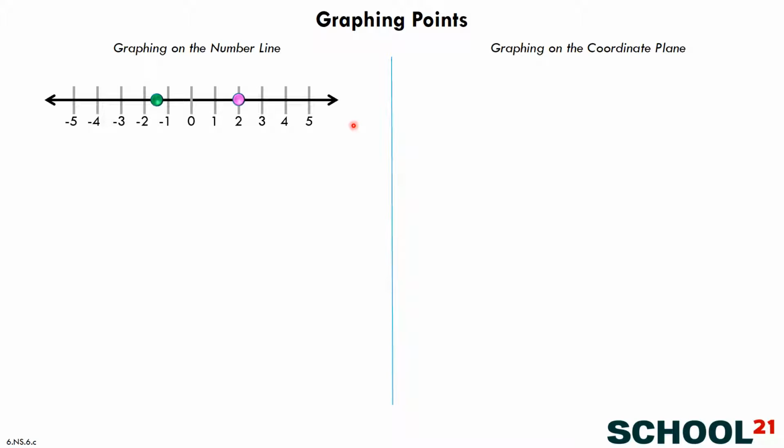So that purple point, what number is that? +2. Good. So that's pretty easy to see. Now this green point on the left over here might be a little trickier. It's between -1 and -2. What do you think that might be? -1.5. -1.5, good. Or we can say negative 1.5, same thing.